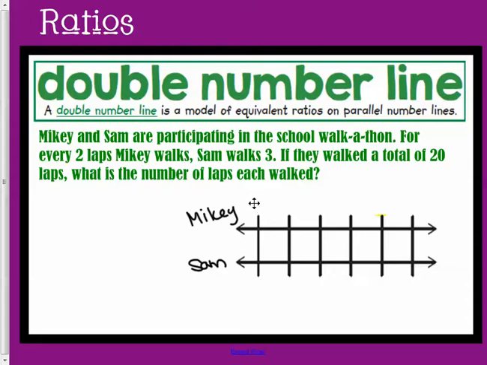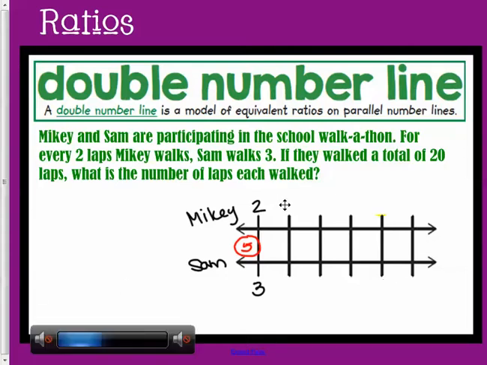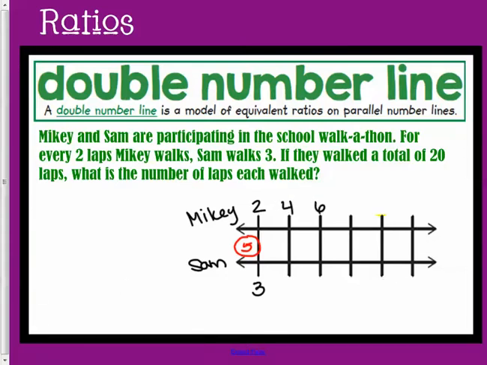Okay, so with a double number line, we're going to put Mikey here and Sam here. And we're going to start with the 2 laps that Mikey walked and the 3 that Sam walked. And then in the middle here, I'm going to take 5 because that's the total that they walked together and circle it. Okay, so I want you to increase by 2 every time here and increase by 3 every time here. So 4, 6, 8, 10, 12. Okay, it's going up by the same amount. Here, this would be 3, 6, 9, 12, 15, 18.